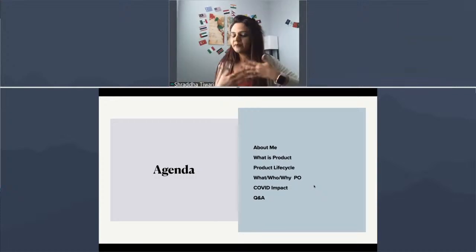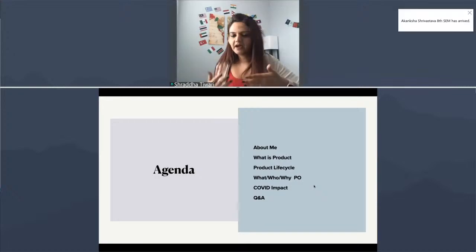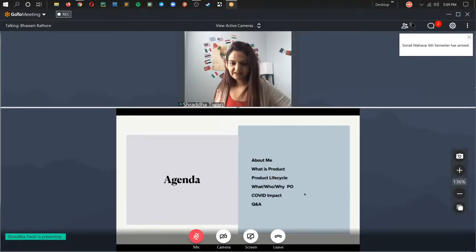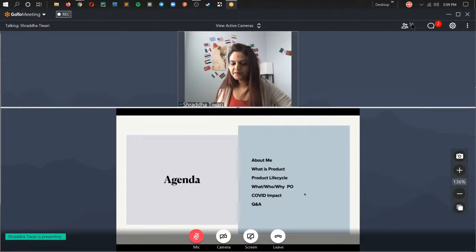Who am I and my relationship? Okay, a couple of things about me. What is the product and why do we need a PO? And then at the end we can probably take a couple of questions.